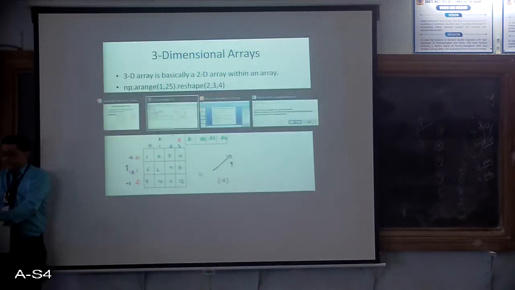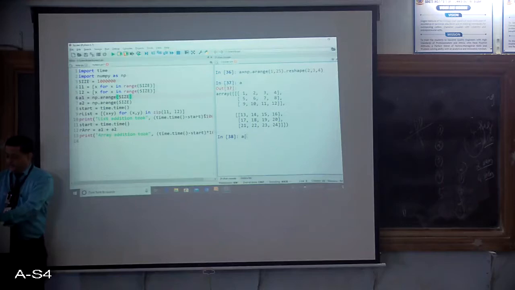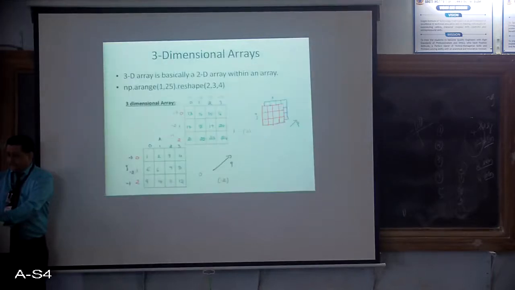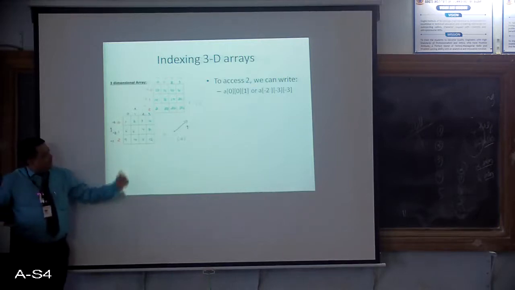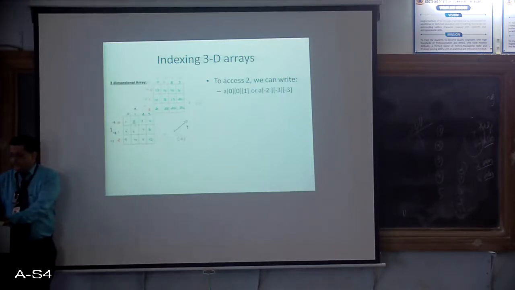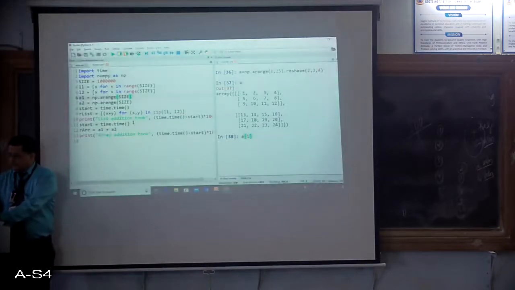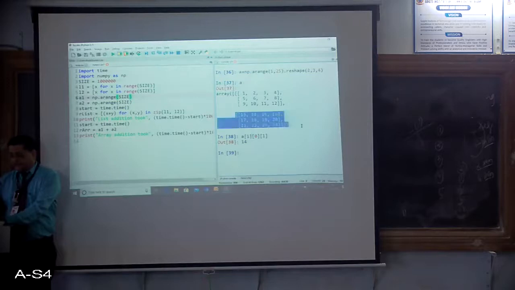So if you say a of 1, 0, 1, how do we index it? 0, 0, 1 gives me this element, and 1, 0, 1 gives me 14. That is, 1 means the second two-dimensional array, 0 means the first row in that two-dimensional array, and 1 means the second element. So that returns me 14.